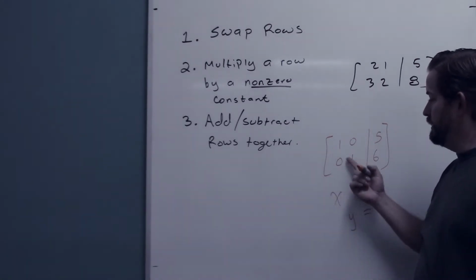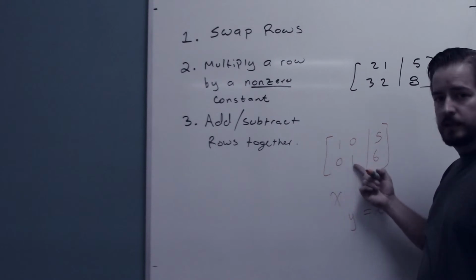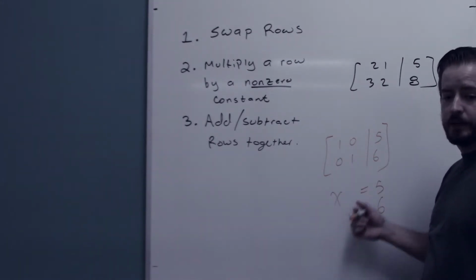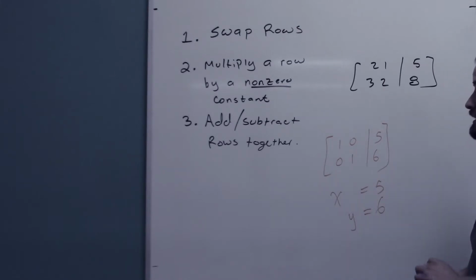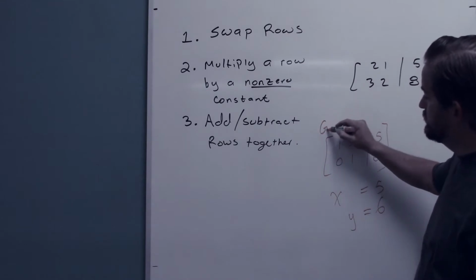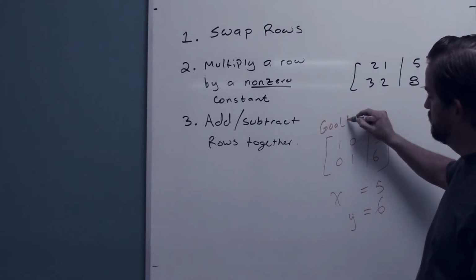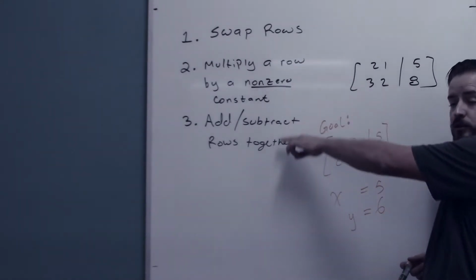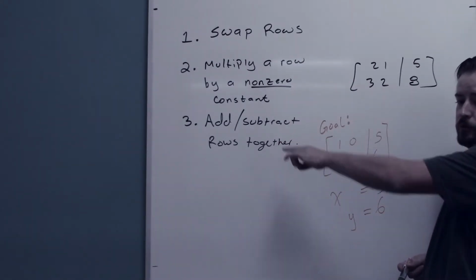If I have a 1 in these two positions and 0 in the others, I'm done, right? I have my solution, and this is the goal. This is going to be the goal of this section. How do I turn something like this into this? Well, I use those 3 possible maneuvers.